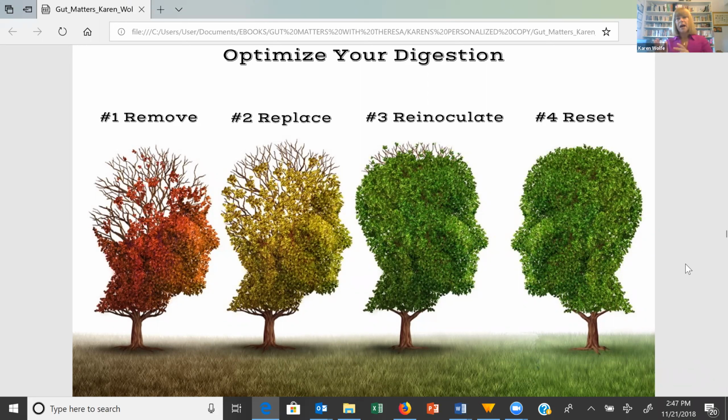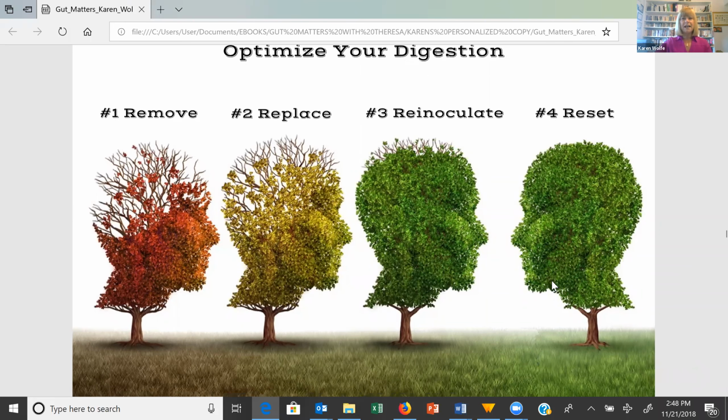And then we're going to look at how to replace certain lifestyle practices, re-inoculate the body with probiotics that are often deficient. Our microbiome needs more diversity because of our lifestyle, and then reset the body. So right now we're just going to look at what we should remove, and this comes straight from the beautiful ebook Gut Matters. So let's look at the substances.